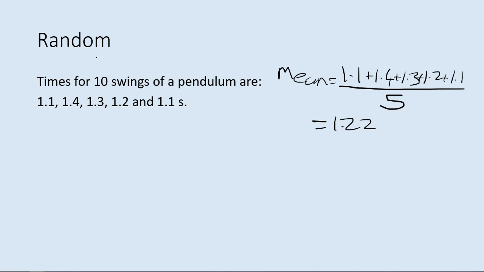1.22. However, in our readings, we have two significant figures. So I need to make sure that my mean is also stated as two significant figures. So that would be 1.2 seconds. Okay, so my mean value for the time is 1.2 seconds.